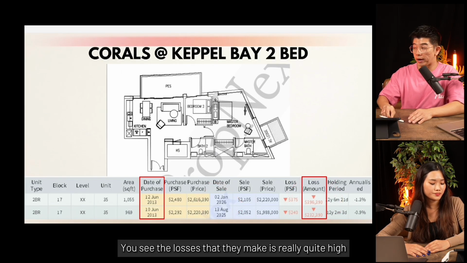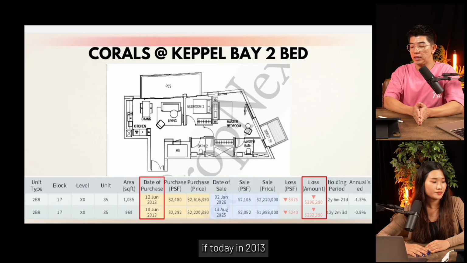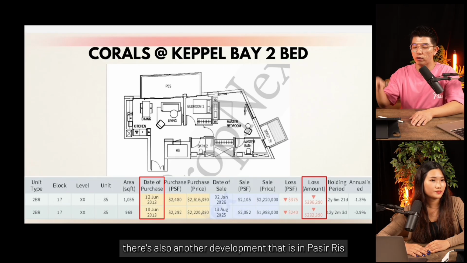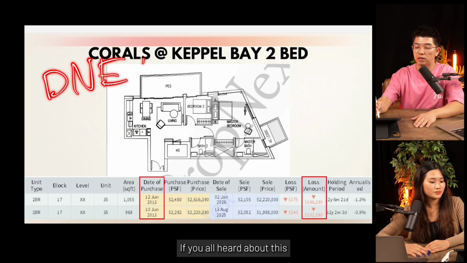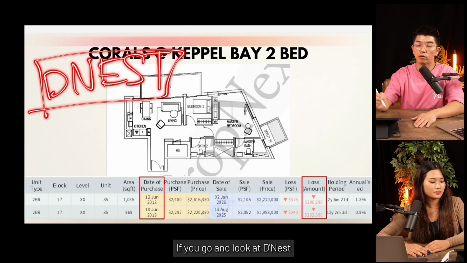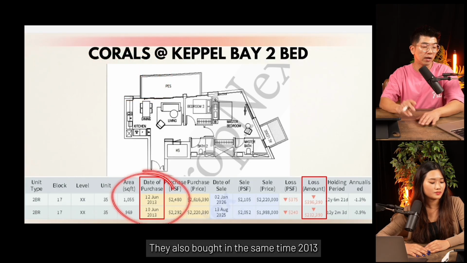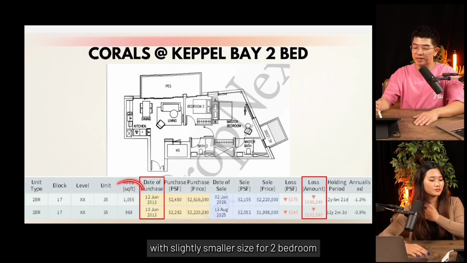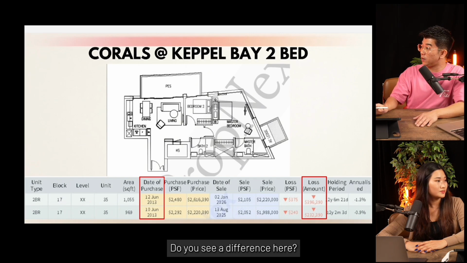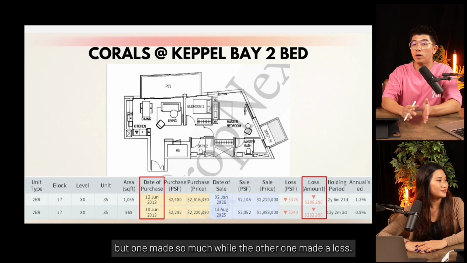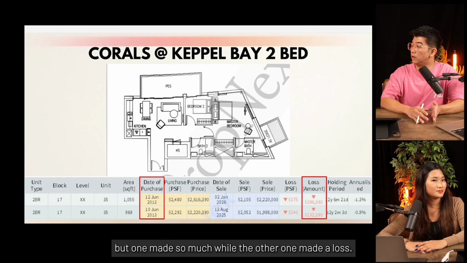But that being said, in 2013 there is also another development in Pasir Ris, way out right at the end of the east, called Dines. If you all have heard about this, if you go and look at Dines, that also bought at the same time in 2013, with a slightly smaller size for a 2-bedroom, their profits are close to about 400,000. Do you see a difference here? They bought at the same time, but one made so much, while the other one made a loss.